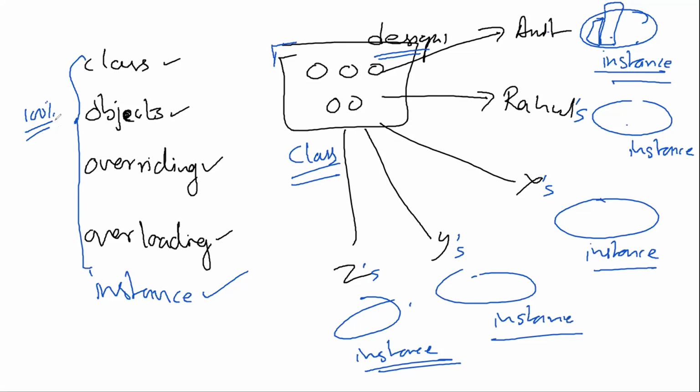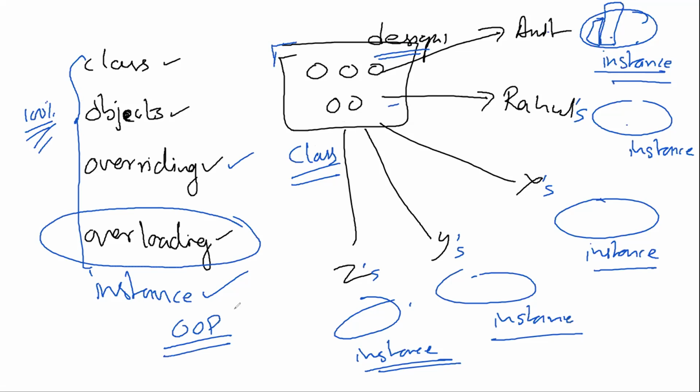But both the languages do not follow 100% object-oriented programming, because later on in Python you will see that overloading is not possible in Python. Overriding is possible, overloading is not possible. But that will all come when we study object-oriented programming.